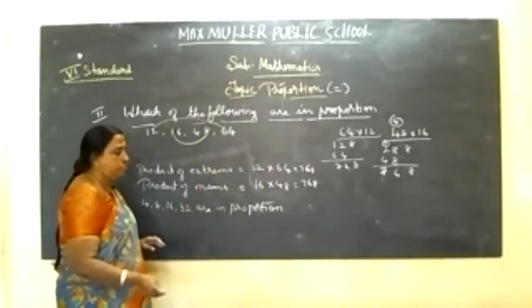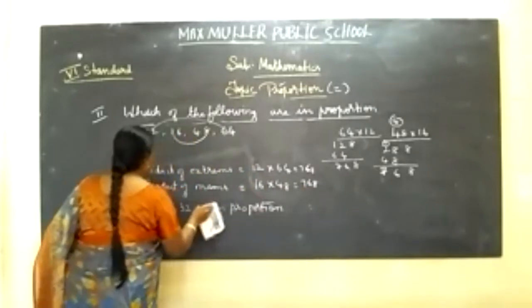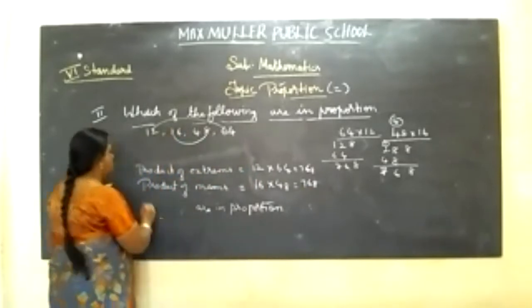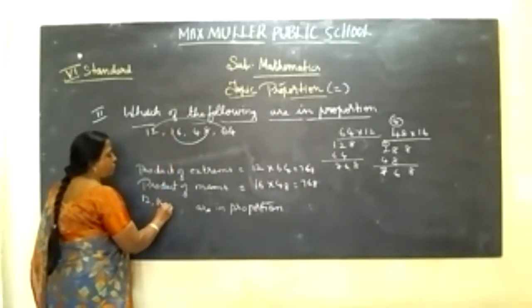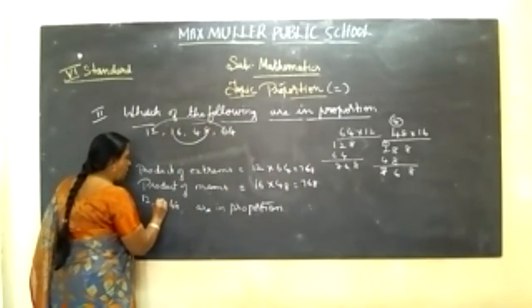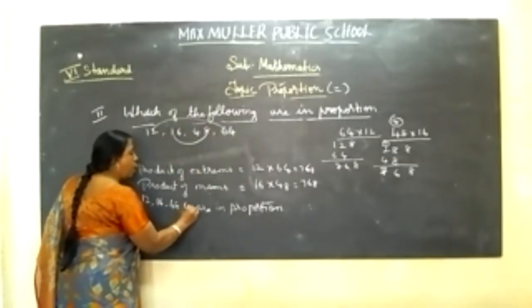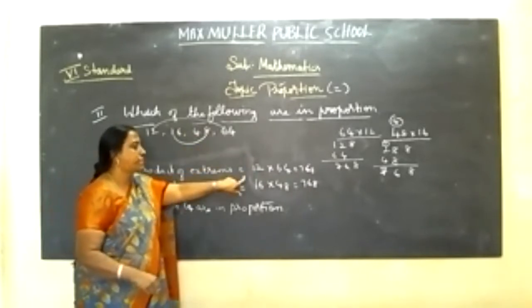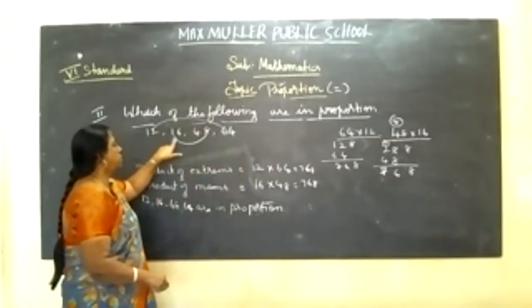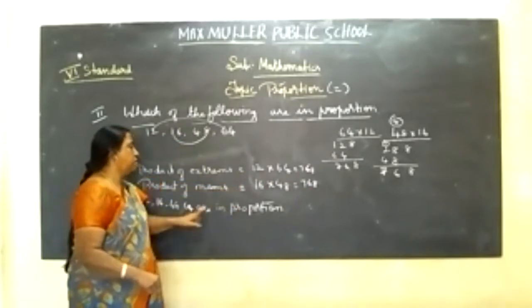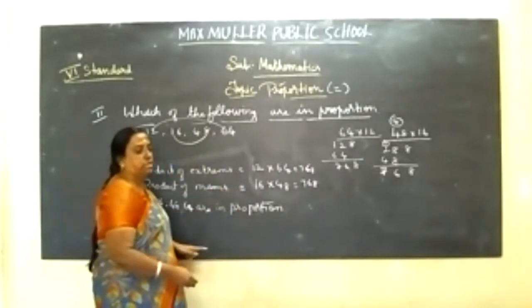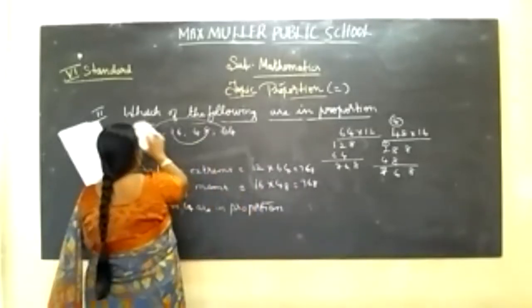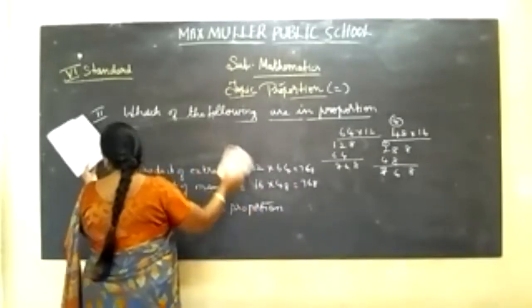So here what you can write? 12, 16, 48 and 64 are in proportion. Clear? First term and last term extremes, 768. Product of means also 768. So they are in proportion. So two more small sums I'll do, then I'll go to the next main.